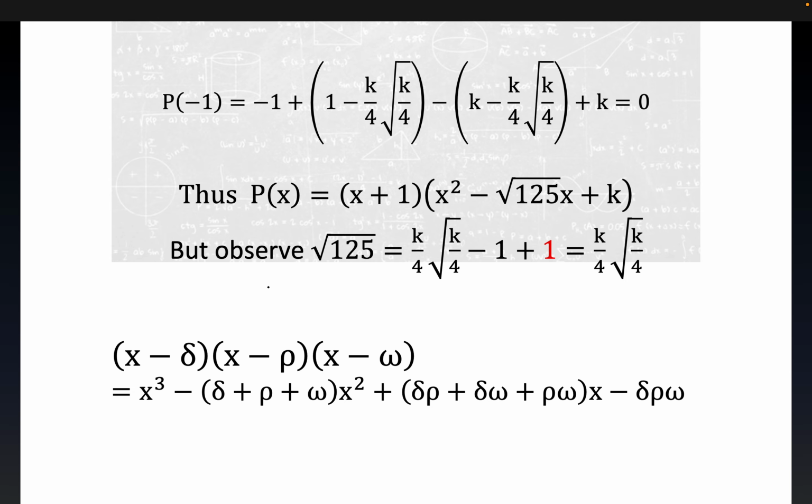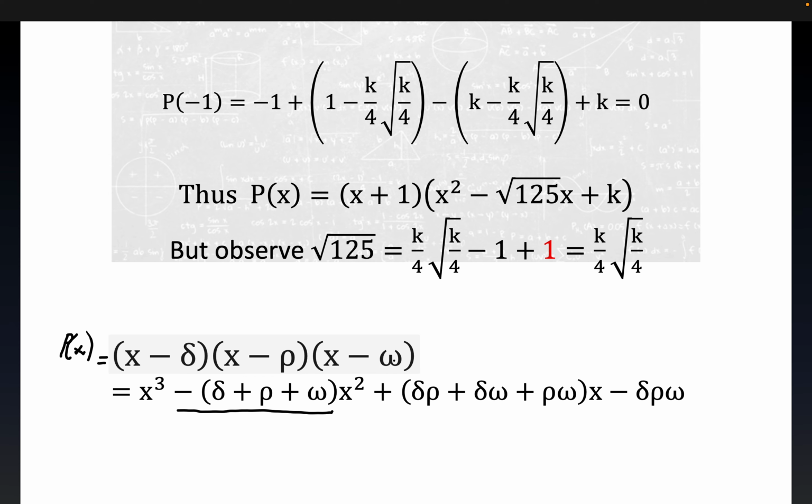We can call p of x this because we know that every polynomial with real coefficients can be factored. Maybe the roots repeat. It doesn't really matter right here, but I wrote these as x minus delta, x minus rho, x minus omega. So that when you expand this out, you can see right here how minus the sum of the roots appears. Delta, rho, and omega would be roots of this polynomial.